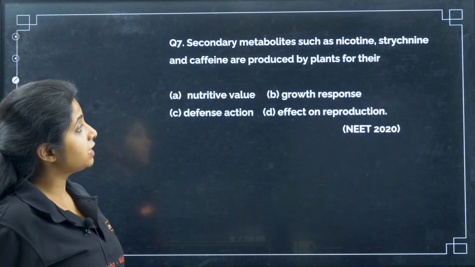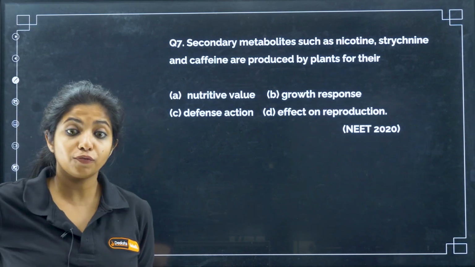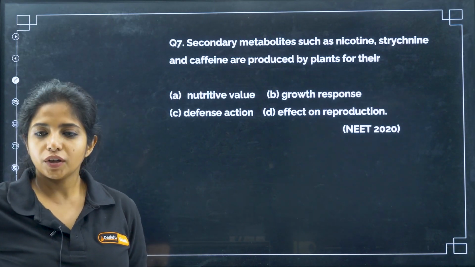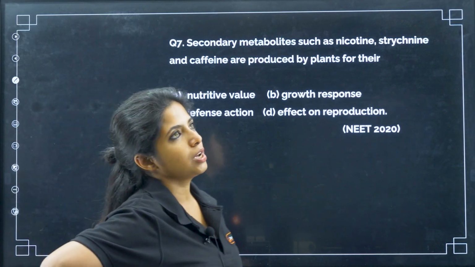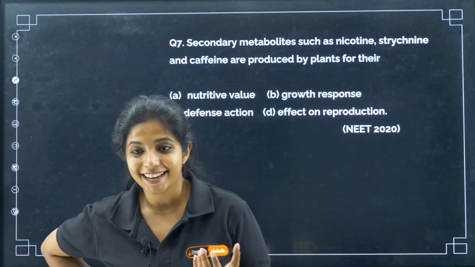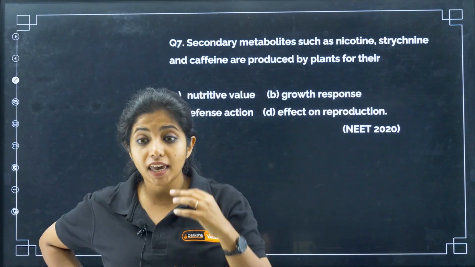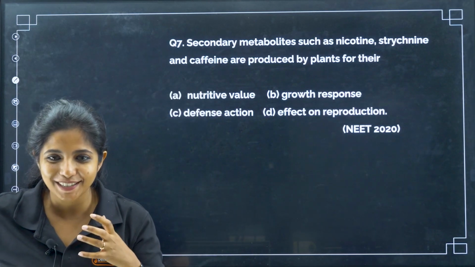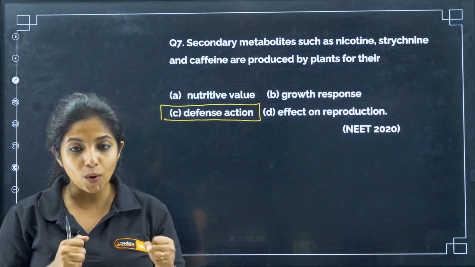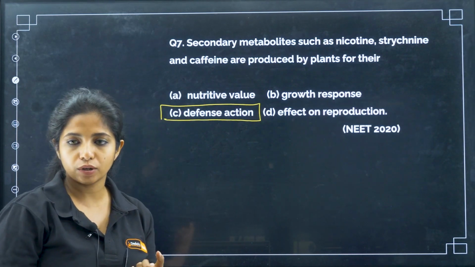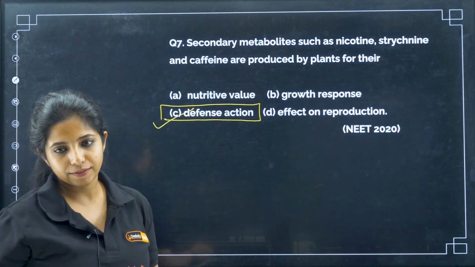Next, secondary metabolites such as nicotine, strychnine and caffeine are produced by plants for what? For their nutritive value, for their growth response, for the defense action, effect on reproduction. Why do you think they produce all this nicotine and stuff like that? Basically, all the secondary metabolites mentioned here are for protection against the predators that feed on them, my dear children. So it is going to act like a defense action.